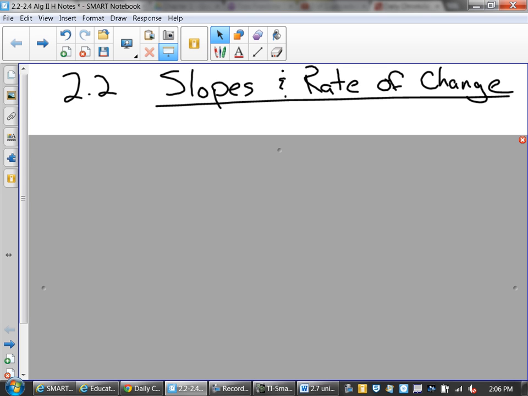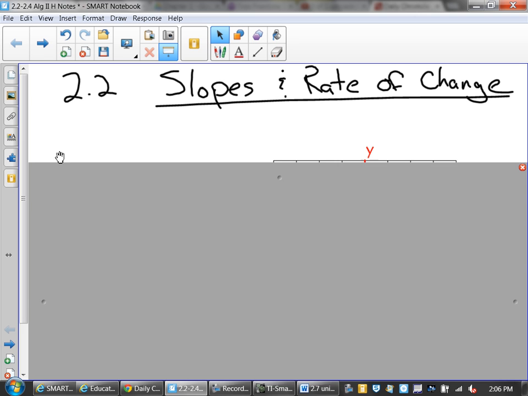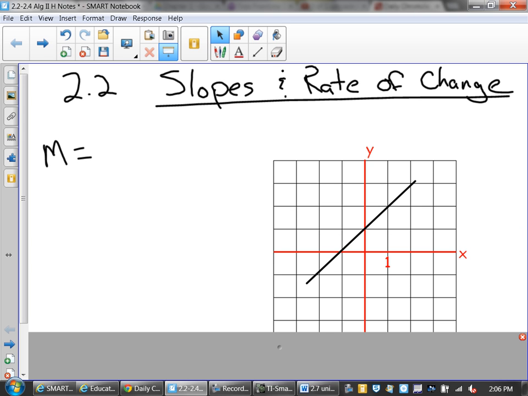All right. So we've all done this before. We've worked with slopes. We've talked about slopes being represented by the letter M. I'll go into why they use the letter M in a second. And we know it as rise over run.